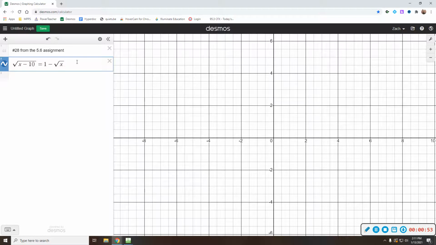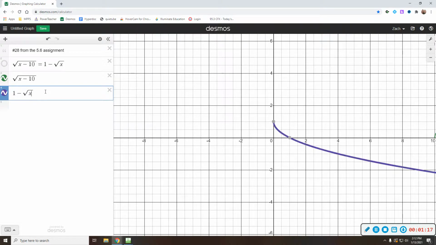Now there's two ways that you can solve an equation graphically. One is to graph the left and the right and find the intersection. The other is to move everything to one side and find the x-intercept, which is called the zeros. So I'm going to solve this by graphing the left and the right. So I'll graph square root of x minus 10. I will graph 1 minus square root of x.